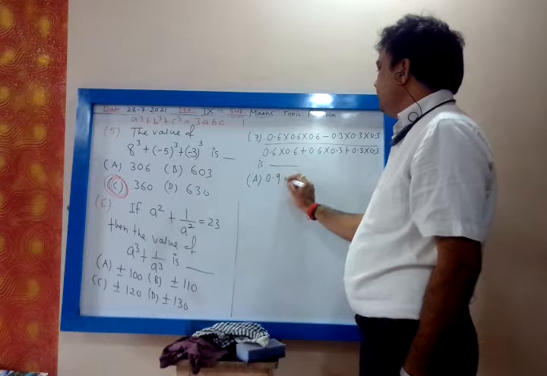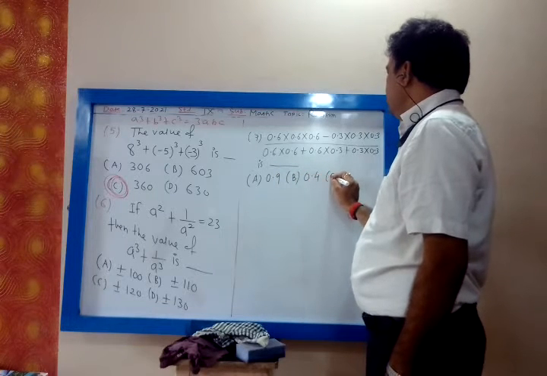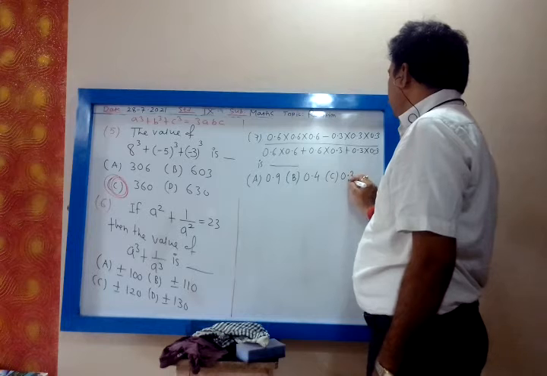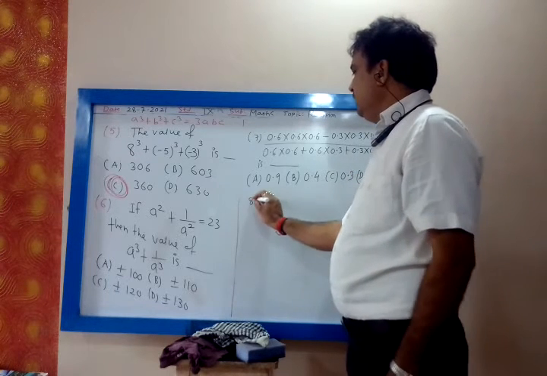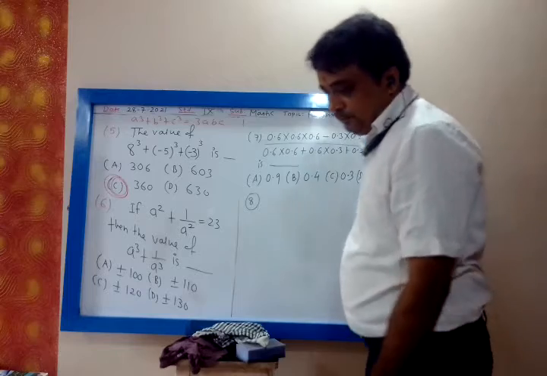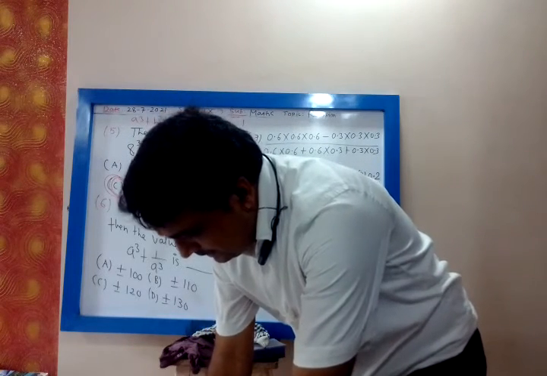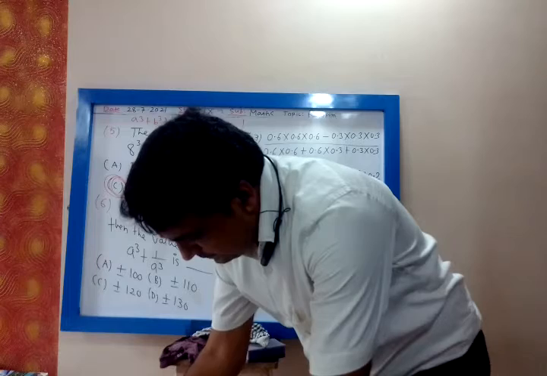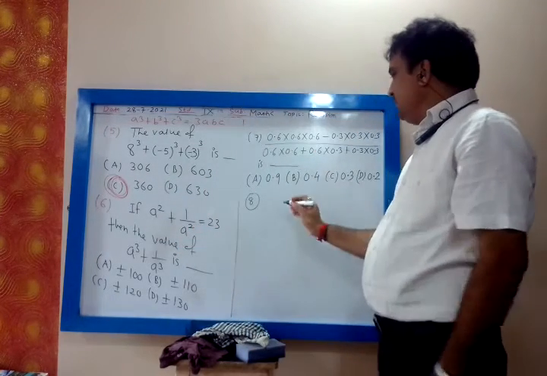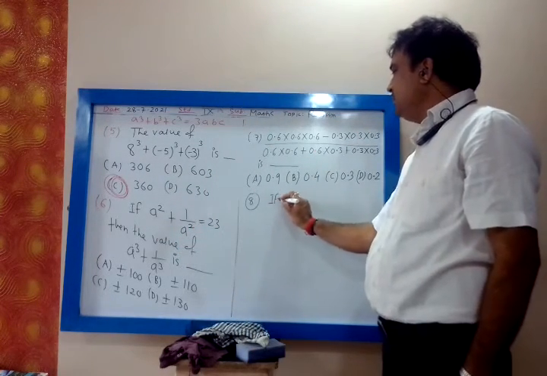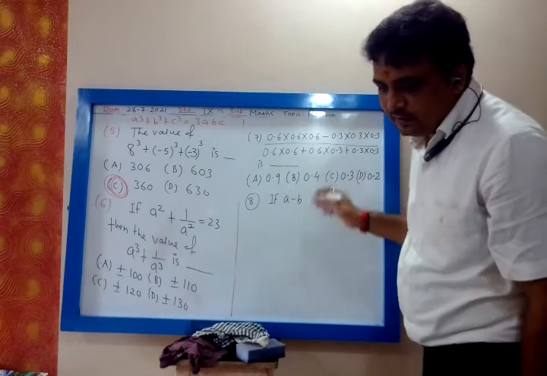A 0.9, B 0.4, C 0.3, D 0.2. Okay. We'll see the answer. If A minus B is 4, we'll see that. If A minus B answer is 0.3. Let us see other answer for that.